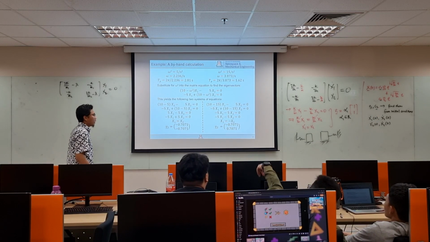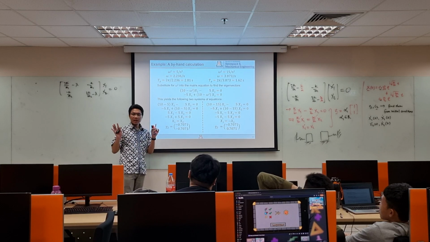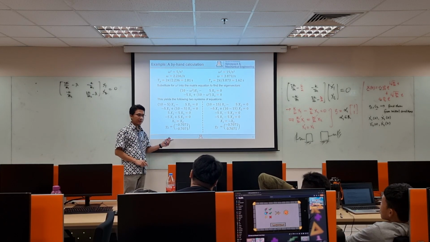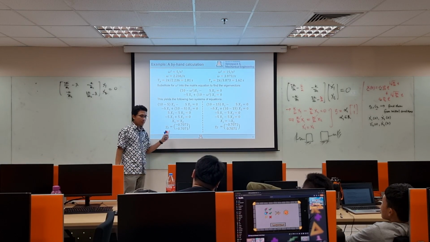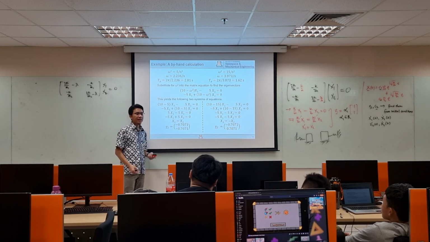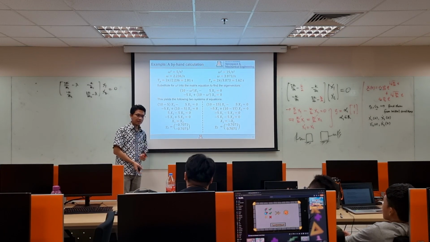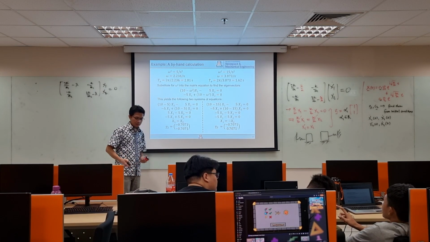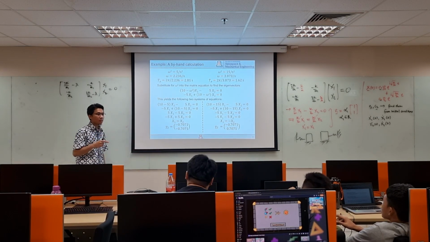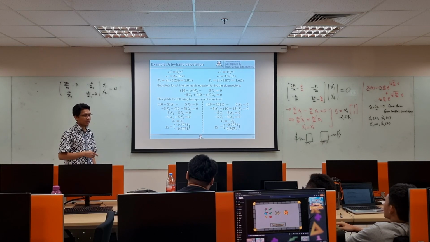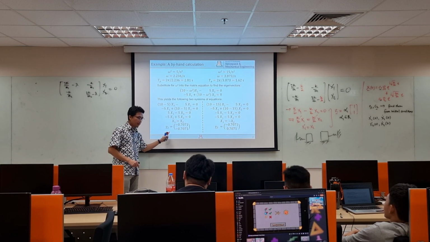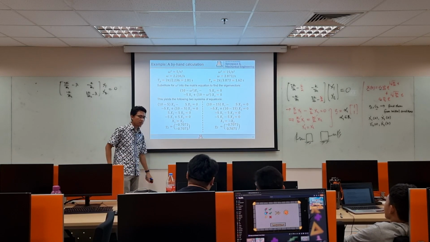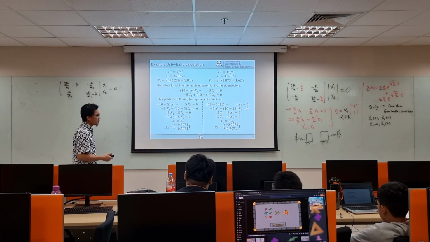For the eigenvector, you can either normalize or not. That's the same eigenvector. How to normalize? You divide by the norm. V1 divided by the norm of V1, you get the normalized eigenvector.